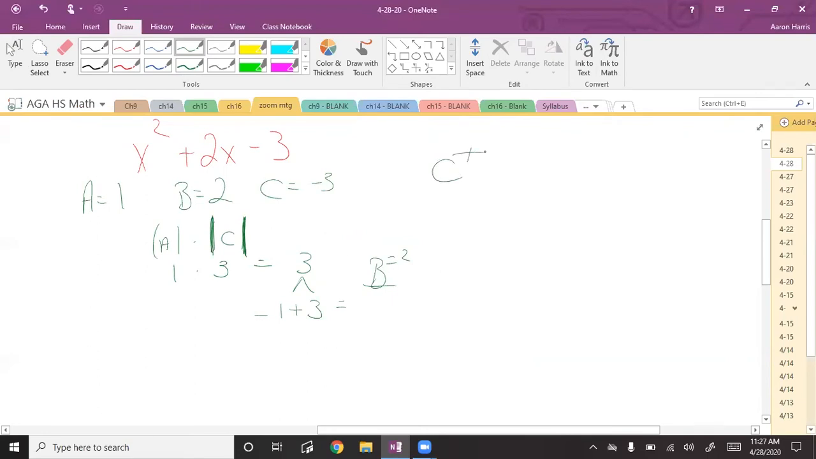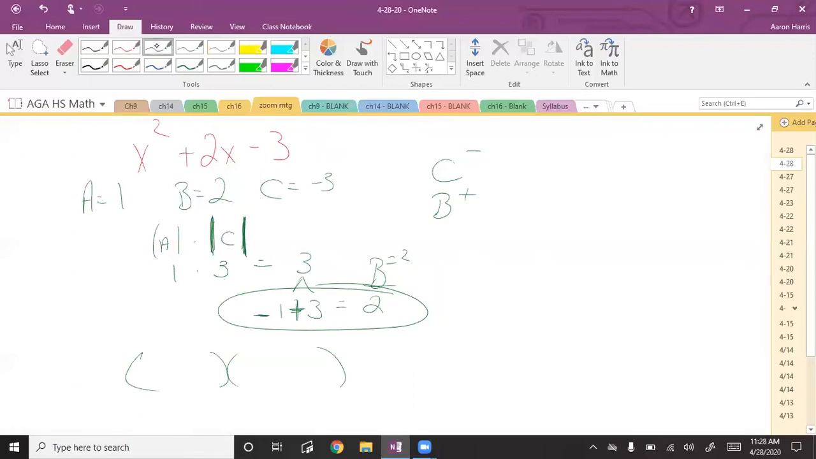Makes your life easy. C is not positive. C is what? Negative. B is what? Positive. Therefore, the bigger number has to be positive. The smaller number has to be negative. A negative times a positive is still a negative, but negative 1 plus 3 is still going to be positive. Does that make sense? Yep. And negative 1 plus 3 is what? 2. Therefore, that works.